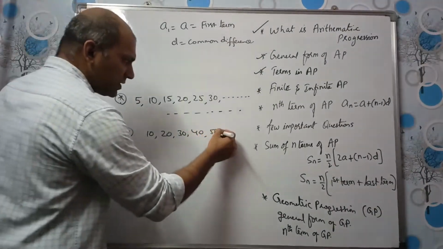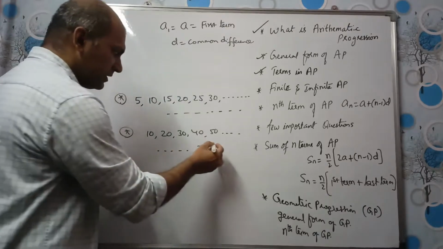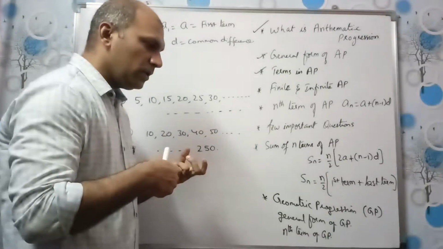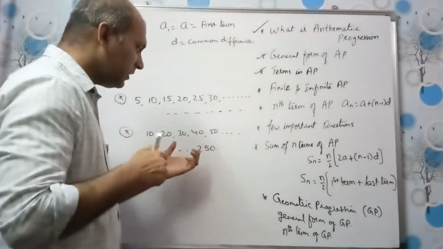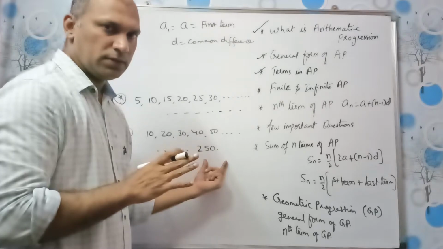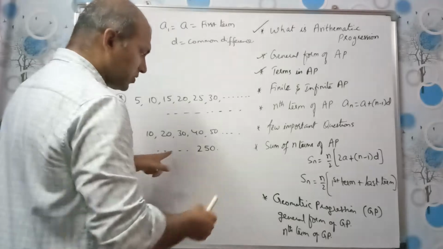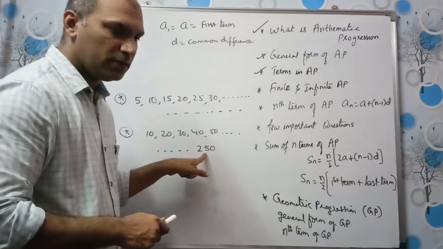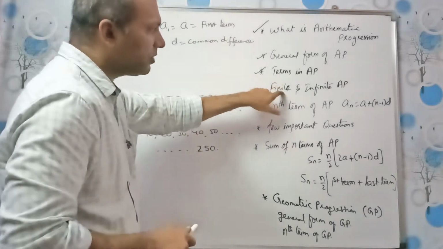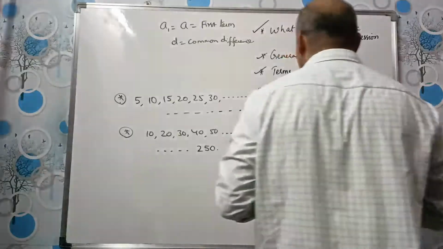Now some students will get confused. Let me write up to 250 here. This is the last term, 250. Now tell me whether this is a finite AP or infinite AP. This is still a finite AP, because after 250 it is not continuing. It is stopping at 250. We can still count the number of terms: 1, 2, 3, 4, 5, 6, 7, 8 and so on. 25 terms will be here in this AP, right? So this AP is also a finite AP. I hope you understood the difference between finite and infinite AP.